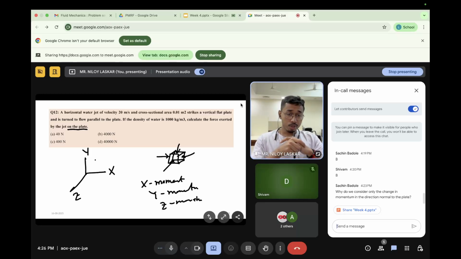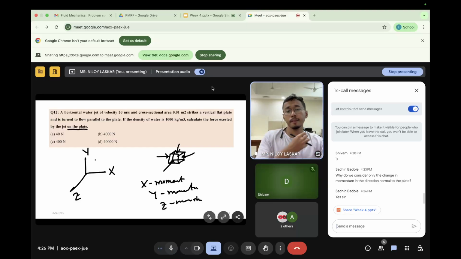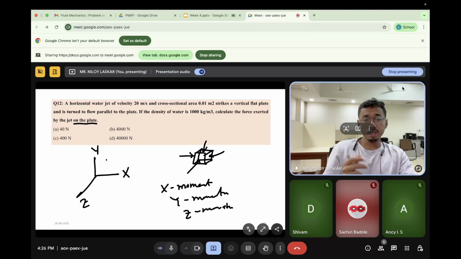You got this point, Sachin? Have you got this point? Okay. So let's remember this thing, but for the other two, it is irrespective of direction.